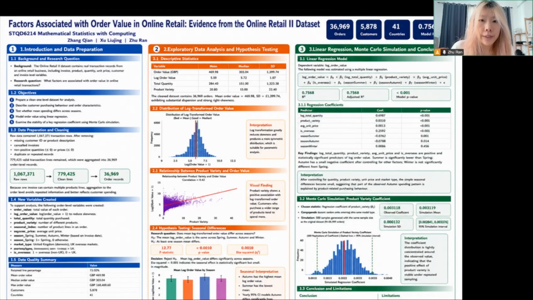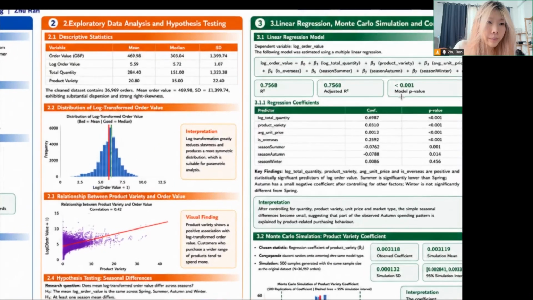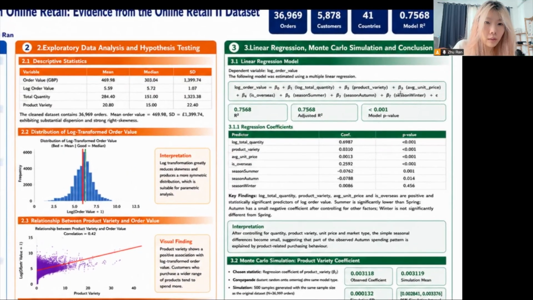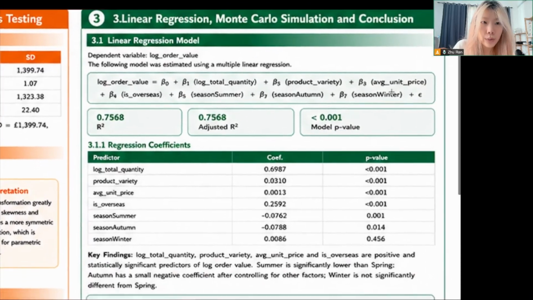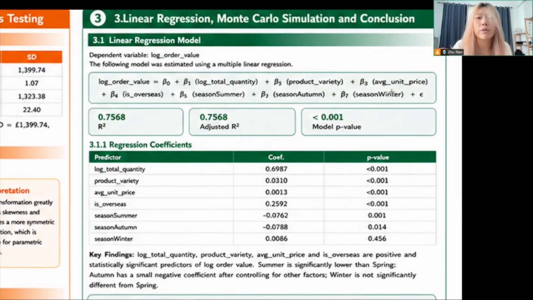Thank you for explaining the EDA and ANOVA results. Now I will present the linear regression model, the Monte Carlo simulation, and the final conclusion. The purpose of this part is to identify the factors associated with online retail order value.